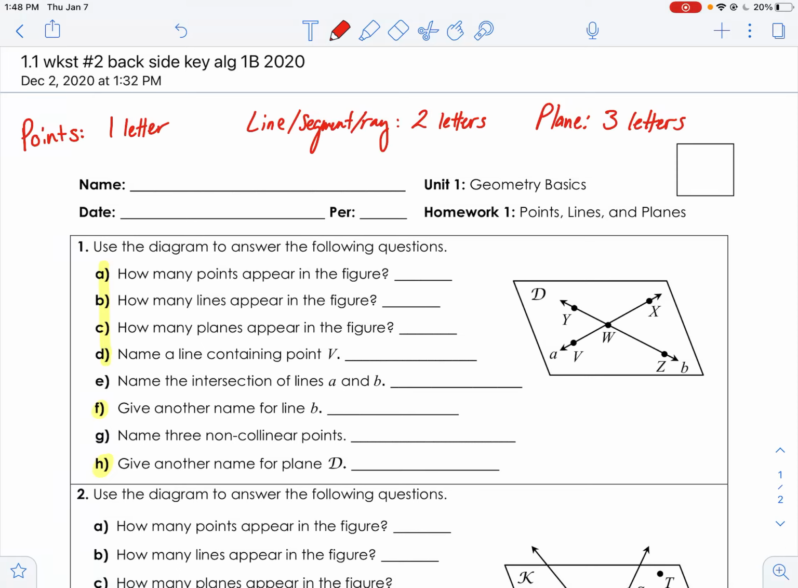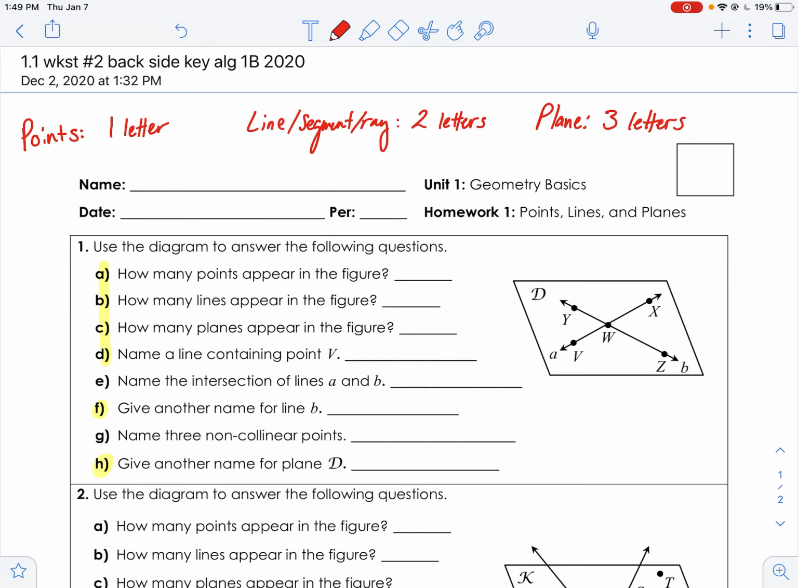Hey, welcome back. I just wanted to talk about naming our figures and what the criteria are. Everything that we name is going to have a capital letter, unless, of course, you're using the lowercase line name, but we almost never do that just because it's easier to name it with the 2 points most of the time. So we're going to name our points with 1 letter, like you see at the top there. Our lines, segments, and rays are going to use 2 letters, and our planes are going to use 3 letters, and we're going to stick with those capital letters in this video.